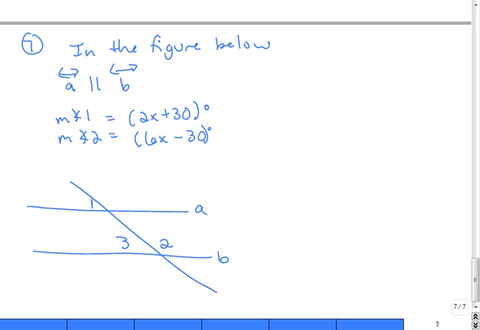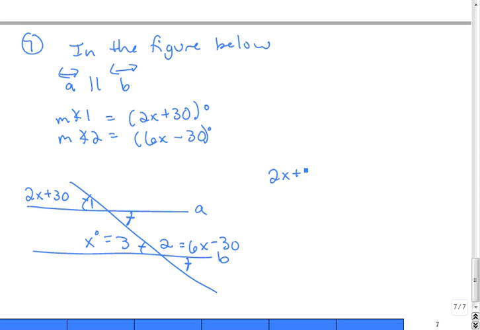Okay, once again for problem 7, we're dealing with parallel lines cut by a transversal. In this case, we're trying to find the measure of angle 3. We know that the measure of angle 1 is 2x plus 30, and the measure of angle 2 is 6x minus 30. Let's figure out how 1 and 2 compare to one another. Angle 1's vertical angle is going to be equal to the measure of angle 3 here. Since 1 and 2 are not the same, they're going to add to 180.